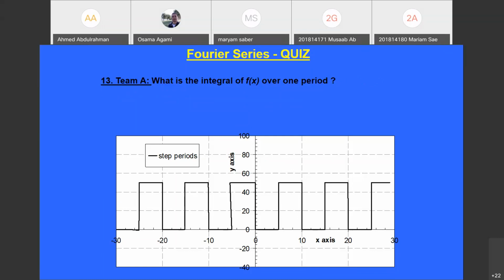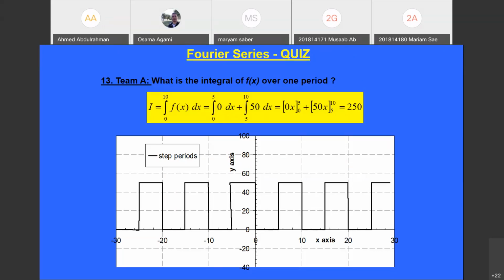Let's go for this one. What is the integral of f of x over one period? So you have to know the period. What is the period here? It's 10. You can say from -5 to 5, right? Yes. This is the period. What is the function? You cannot integrate from -5 to 5. You integrate from -5 to 0. 0 if you take this one. Let's see this one.